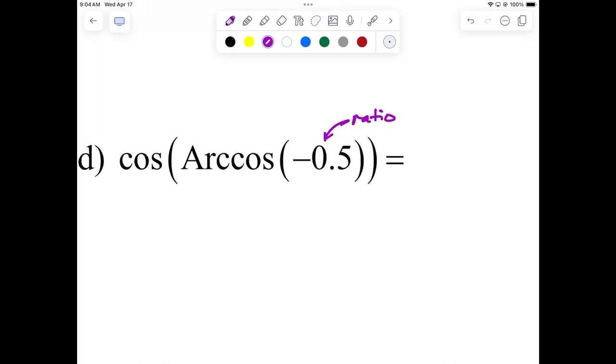Can we just undo it if it's cosine of arc cosine? Will they always undo each other? Yes, as long as it is a legal ratio. Is it a legal ratio? Is it between -1 and 1? It is, right? It's between -1 and 1. So it works. It's just -0.5. What happens if it's not in between -1 and 1? You put DNE.